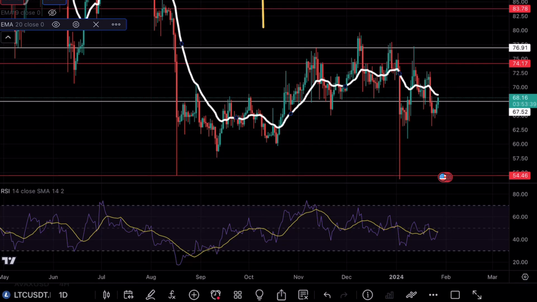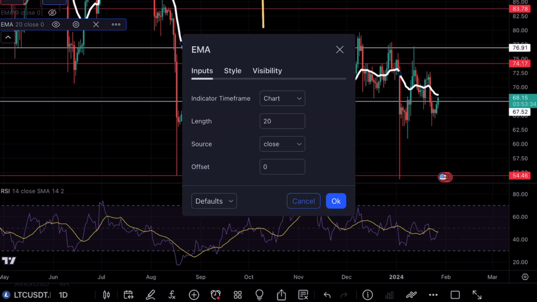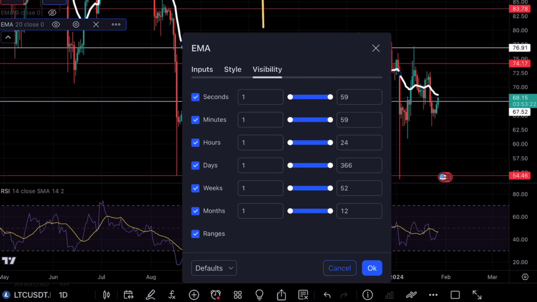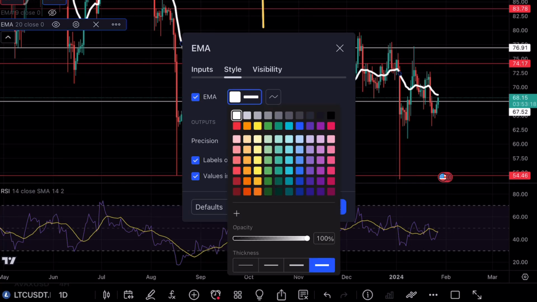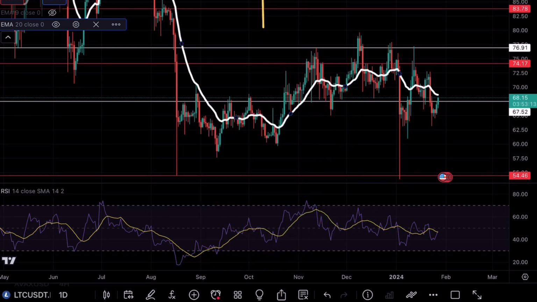So what I usually do, of course, is we can start off with our exponential moving average settings. Now, for inputs, I would put the length at 20 and leave everything else default. The main thing that you want to do is put the length at 20, and on style, what I usually do is I make the line a little bit thicker. The reason why I make the line thicker is because the default line is extremely minimal and you need to see where exactly that exponential moving average is on the chart.